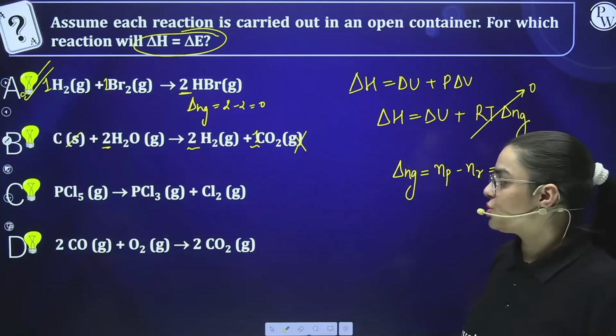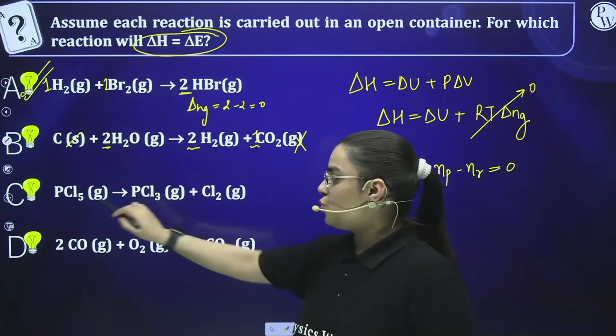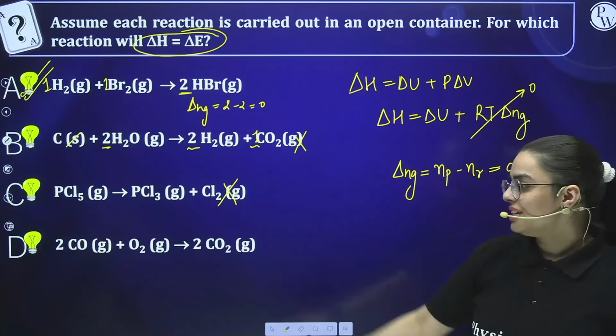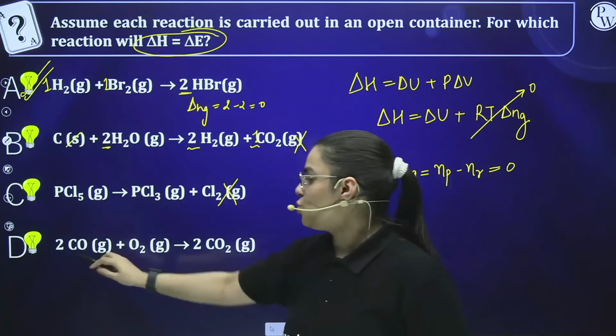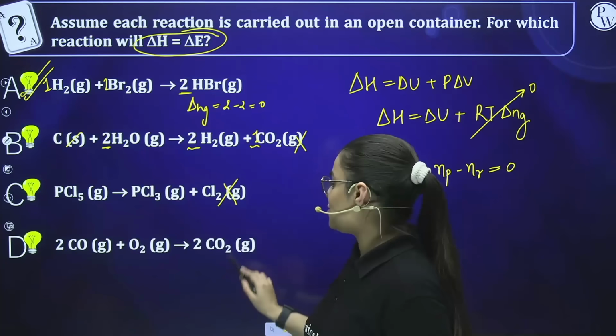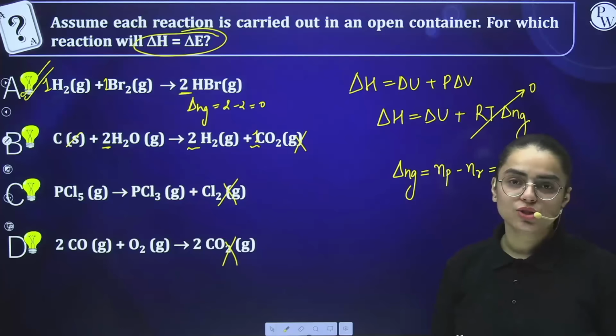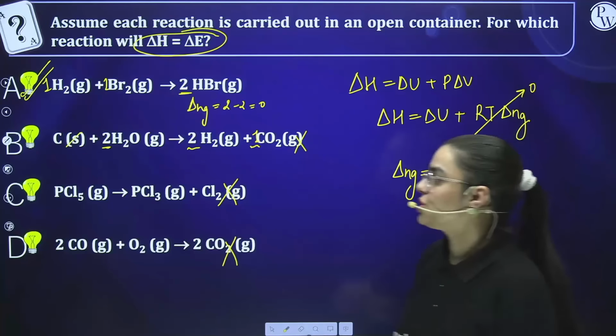Now if I talk about this one also, 1 plus 1, 2. 2 minus 1 is again 1. So delta Ng is not 0 over here also. If I see this case over here, 2 minus 2 plus 1, 3. So minus 1. So delta Ng is again not equivalent to 0. So for the first case, it is equivalent to 0. Hence the answer comes out to be option number A.